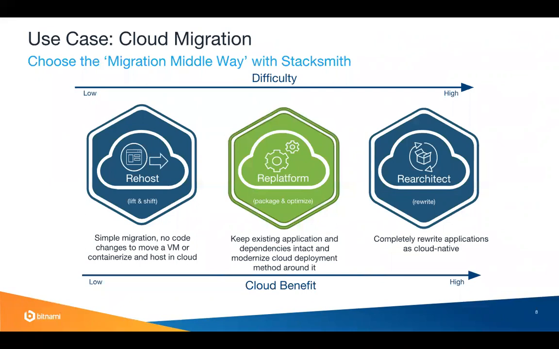Really, in order to take advantage of the cloud, you're going to want to take advantage of cloud best fit services and capabilities and optimize your application for the target. But in some cases, you may not have the time or money to completely re-architect an application either. Break an existing monolith down into microservices, for example, and completely rewrite the application as cloud native. So Stacksmith focuses on this concept of replatforming, which is the DevOps middle way. And it allows you to package and optimize the existing application with no code changes to the target by changing the underlying infrastructure that application is going to be deployed to.